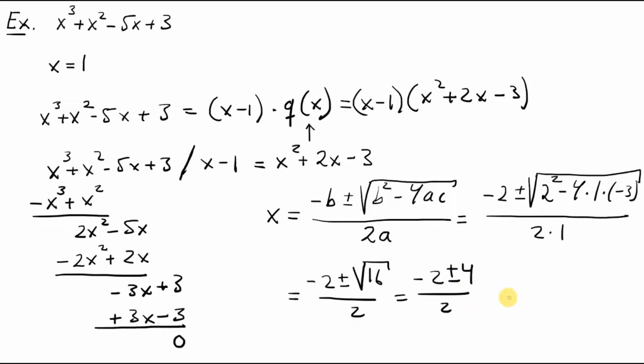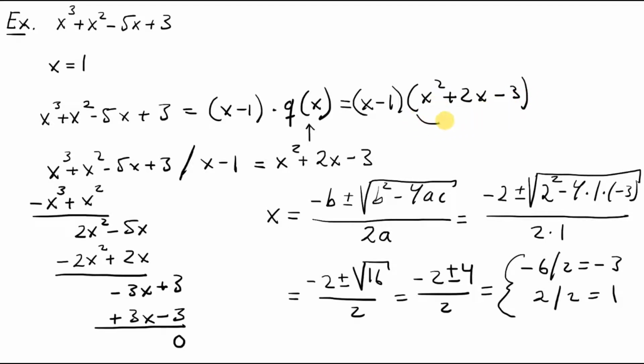And this, which finally gives us two solutions. Minus 6 divided by 2, minus 3, and plus 2 divided by 2, 1. So we see the solutions are minus 3 and 1. That means the zeros for this one are minus 3 and 1.